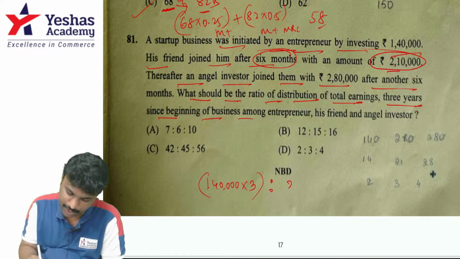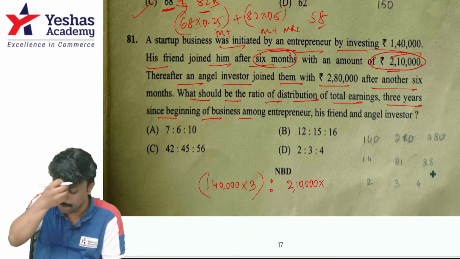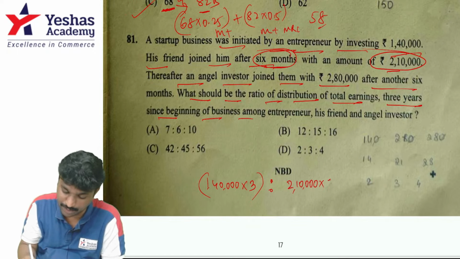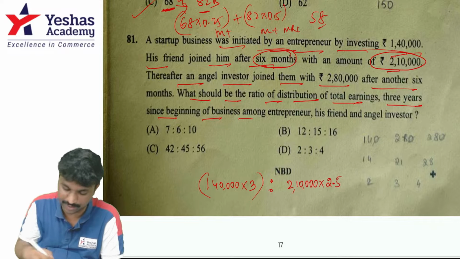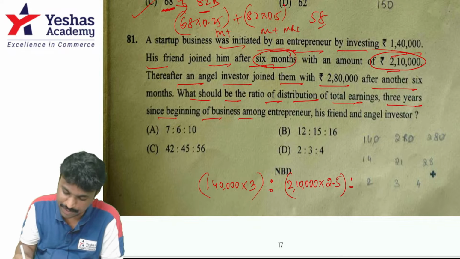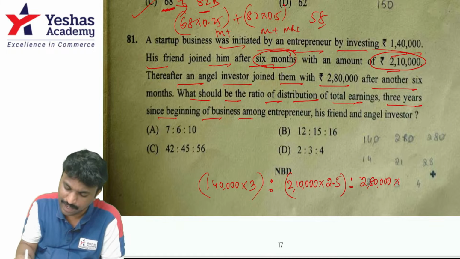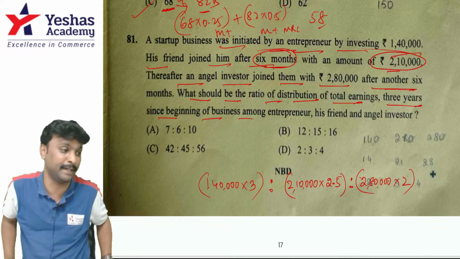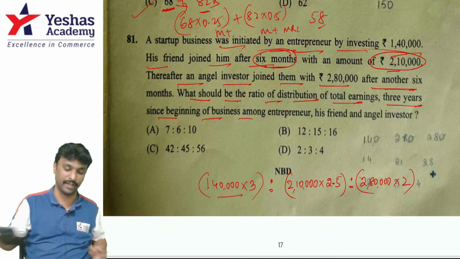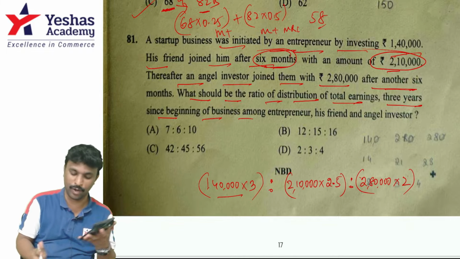So the second person invested 2,10,000, and he will be there in the investment scheme for how many years? He joined 6 months later, which means he'll be there for 2.5 years. And the last person invested 2,80,000, and he'll be there for how many years? 2 years. He joined 1 year after the first person joined, right? So now what you do.